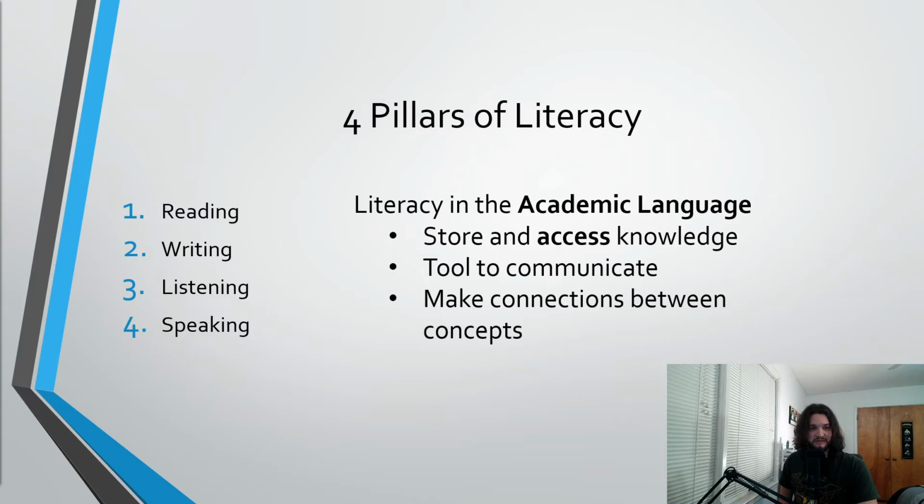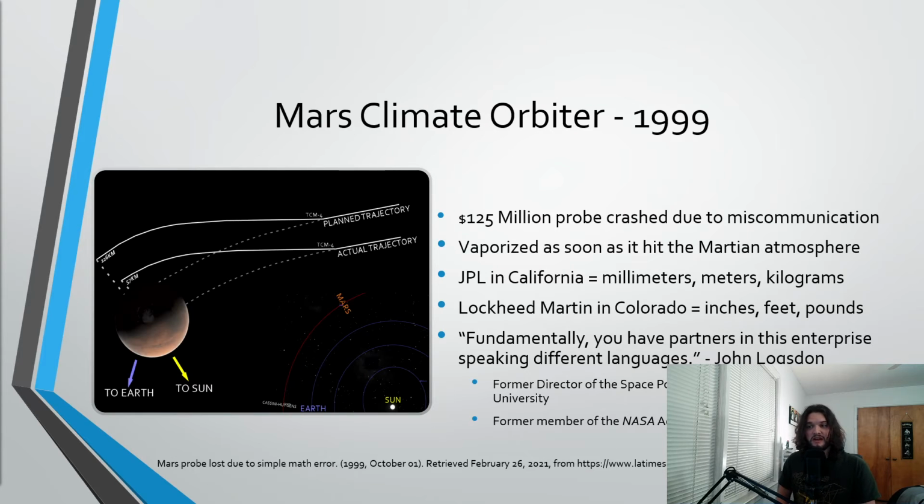Before we do our activity, I want to talk about what happens when there's a lack of communication and how important it is in science to have good communication. There was an incident in 1999 with the Mars Climate Orbiter. The orbiter only cost about $125 million, and it crashed into Mars due to a miscommunication error. They were trying to get it about 226 kilometers above the surface. It ended up about 57 kilometers above the surface. And as soon as it came in contact with the Martian atmosphere, it vaporized.